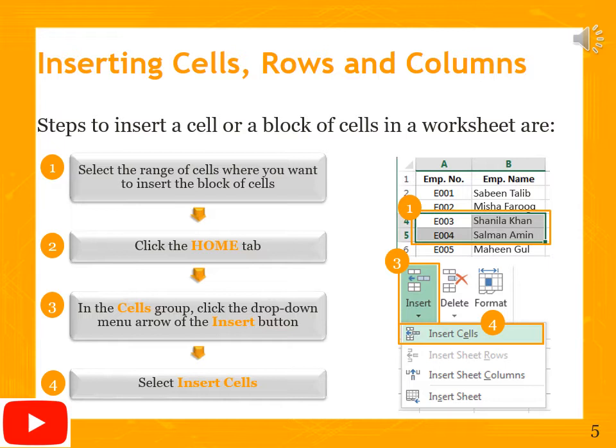But here we will select the Insert Cells option, because we have selected only cells, not the row. And you can see here, Insert Sheet Rows is unhighlighted. It's in gray color. It's inactive. You cannot pick it or use it. You can use Insert Sheet Columns, Insert Sheet and Insert Cells options, but first we will use the Insert Cells option.